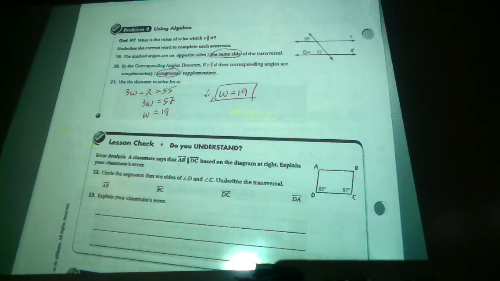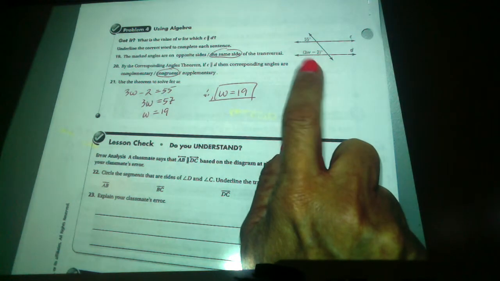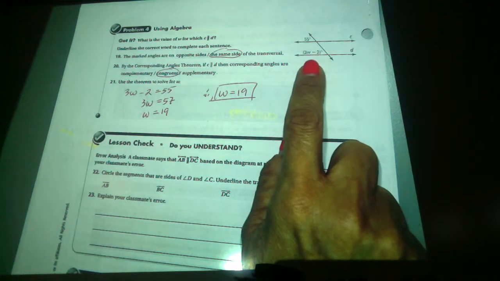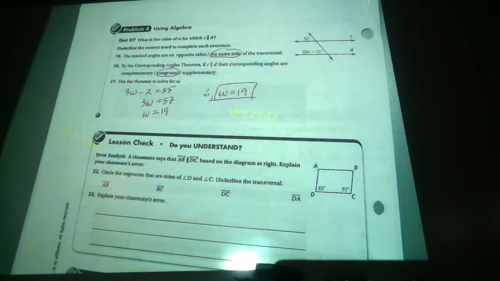Watch and make sure that they didn't ask for W versus ask for the angle measures. Although, what should the measure of 3W minus 2 be? What should the measure of this angle come out to be? 55. And so that's a way to check it. You can put 19 in, multiply it by 3, and subtract 2, and you should get 55.